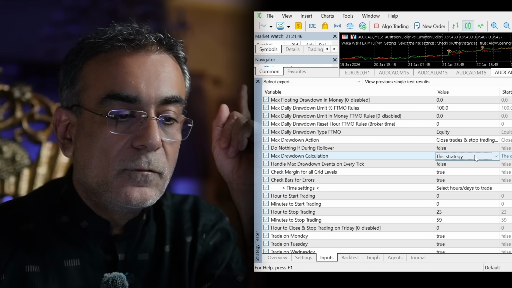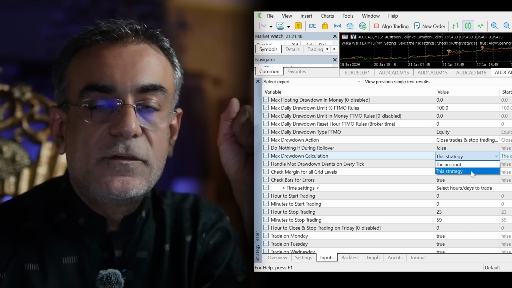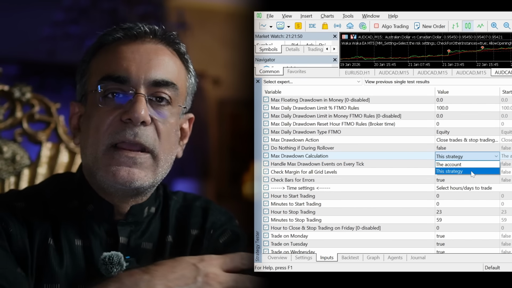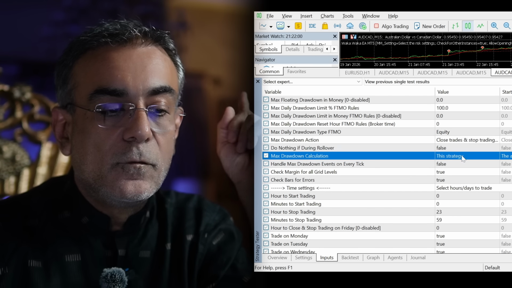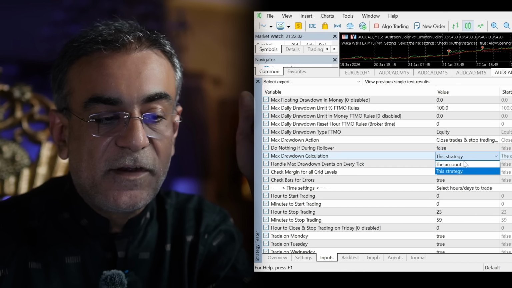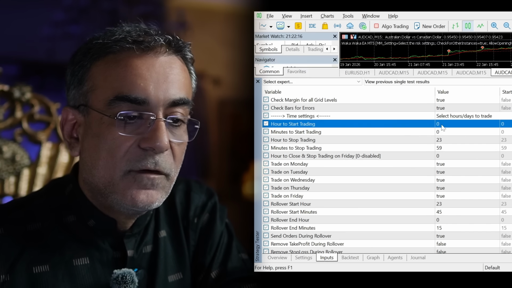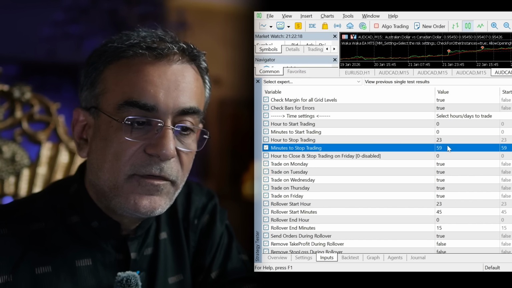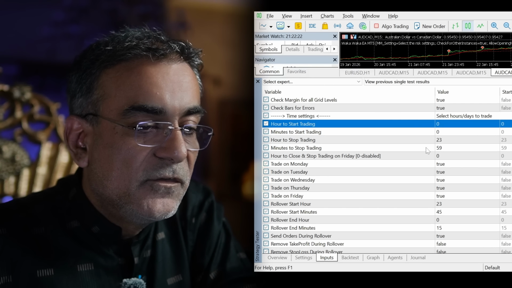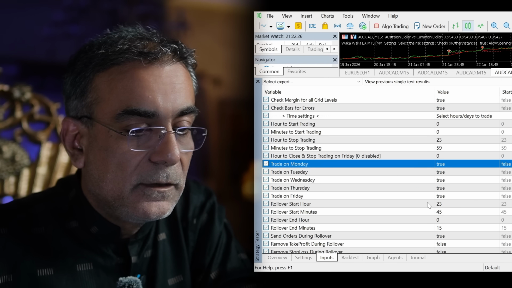And then maximum drawdown, is it based on this account or is this strategy? Because you might have manual trades as well. Do you take the drawdown only for this EA or this strategy, or for the entire account? Something, cosmetics. Then hour to start trading and hour to stop trading. Yeah, very valid ones. Then trade on Monday, trade until Friday.